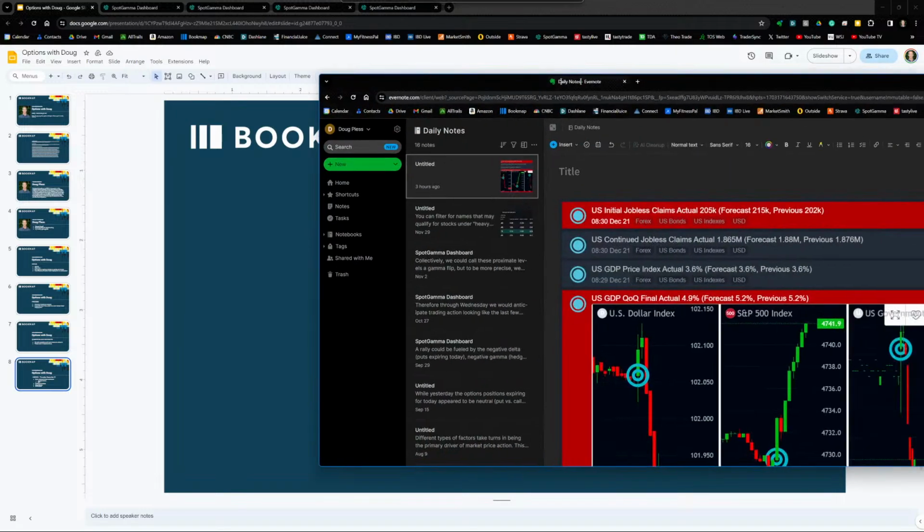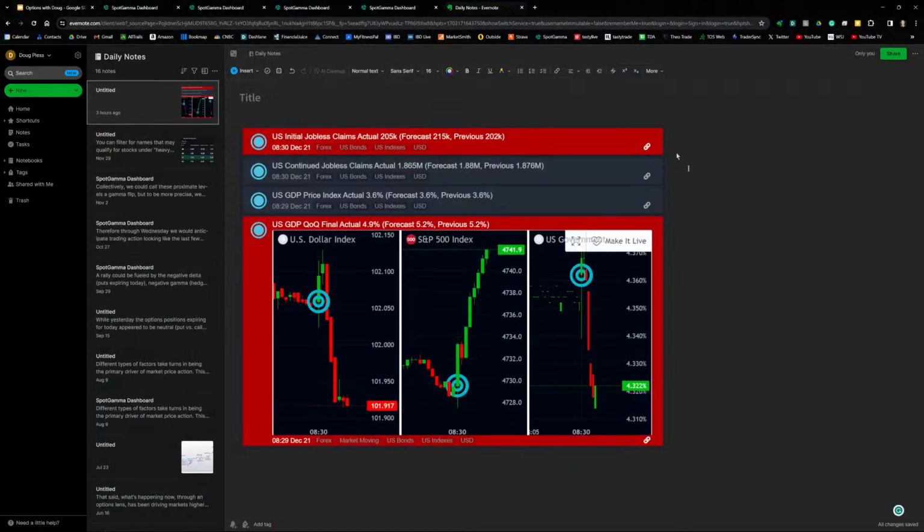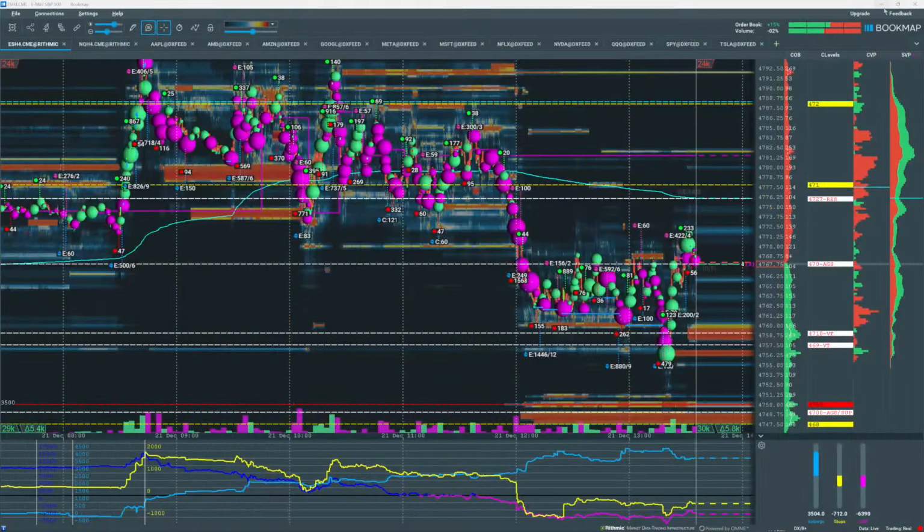Start with economic data and events for today. First of all, this morning at 8:30 a.m. Eastern Time, jobless claims came out, as well as the final look at third quarter GDP. So GDP came in less than expected, less than previous, and jobless claims slightly lower than expected, but slightly higher than the previous number. All right, so let's take a look at the S&P 500 now and see the reaction to that data.